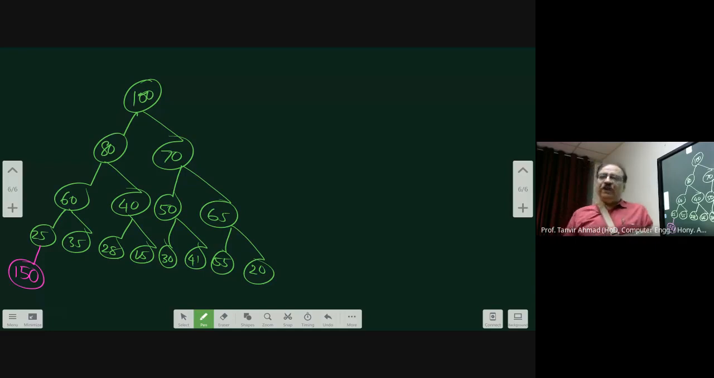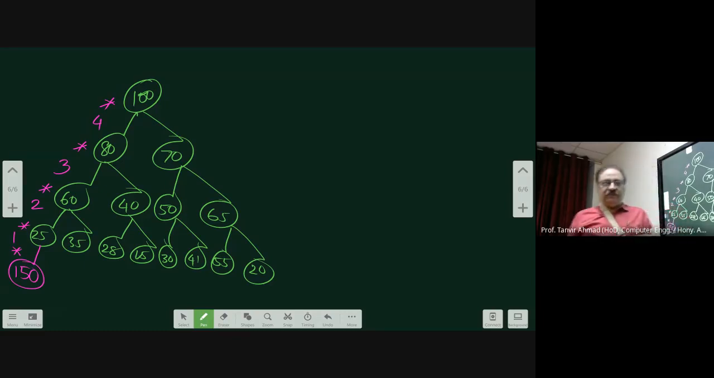Now you have to swap. How many times? From here to here, one time. Then till here, then till here, then till here. Because you swap 150 with 25, then 150 with 60, then 150 with 80, then 150 with 100. How many swappings will you do? One swap here, second swap, third swap, and fourth swap. You'll do 4 swaps. Got it?